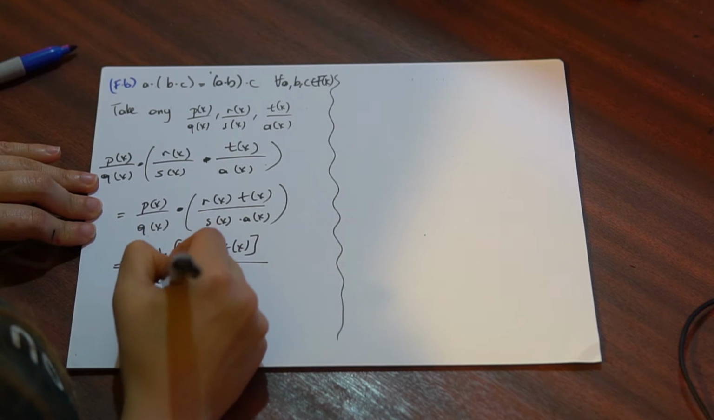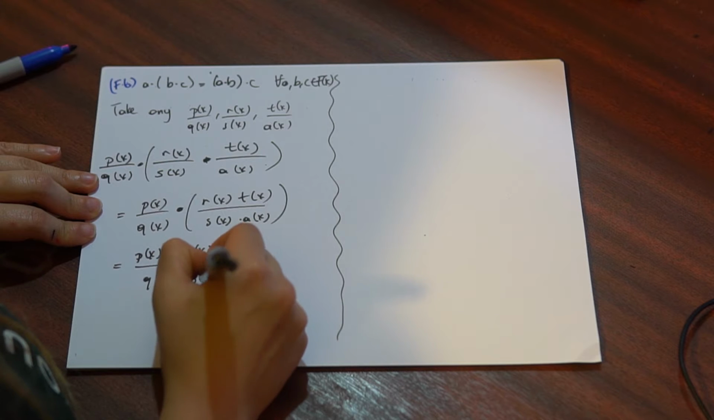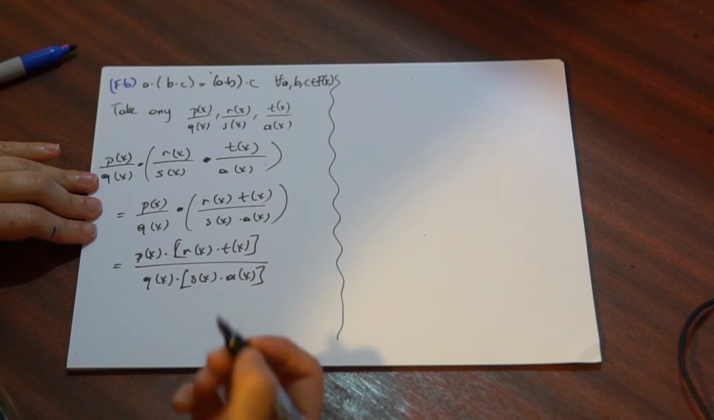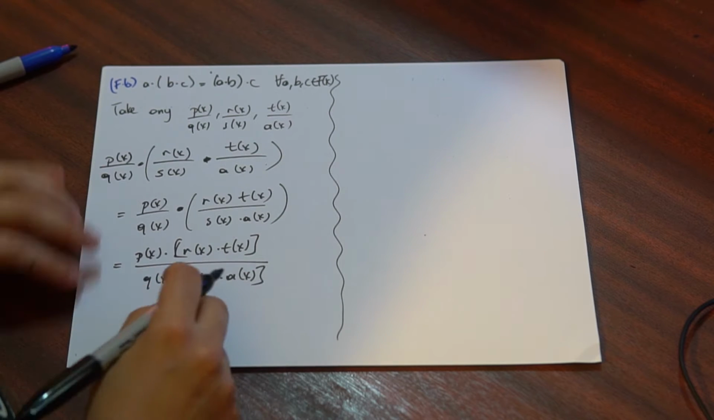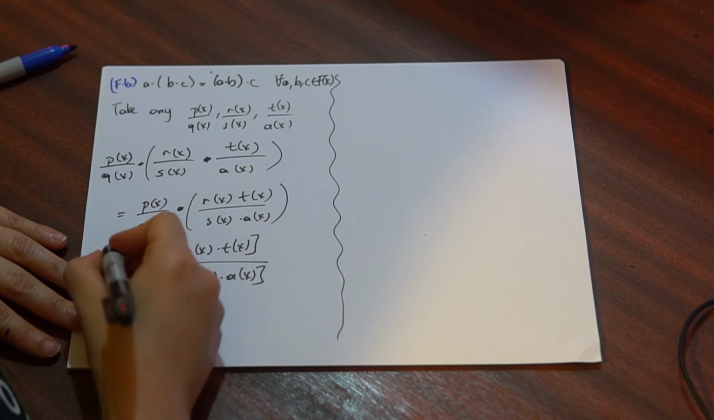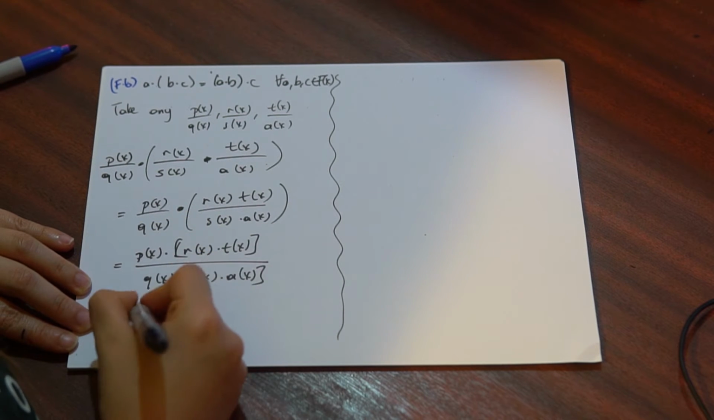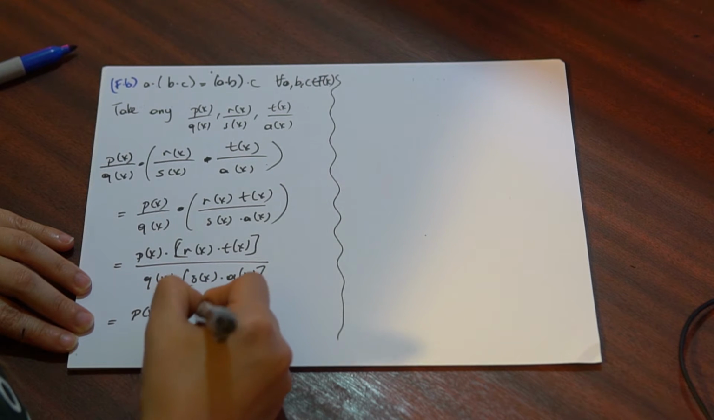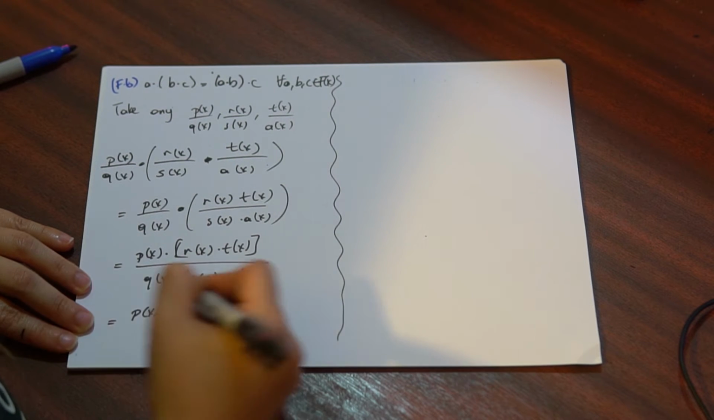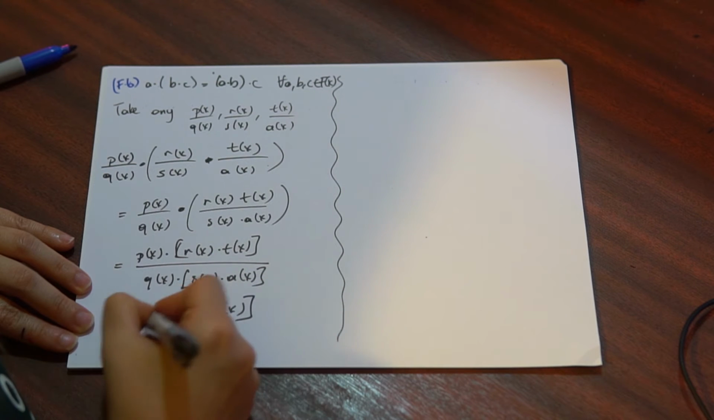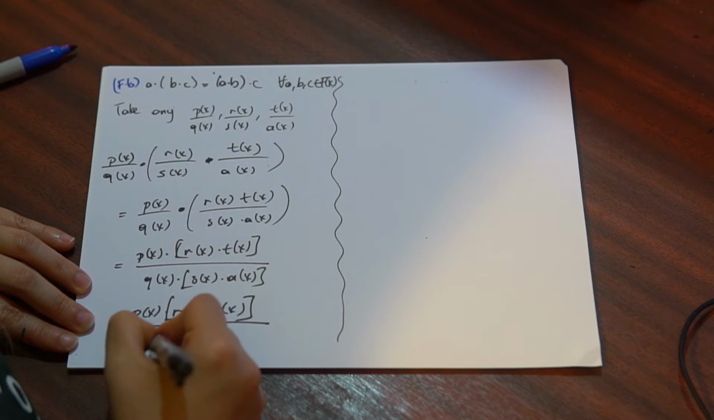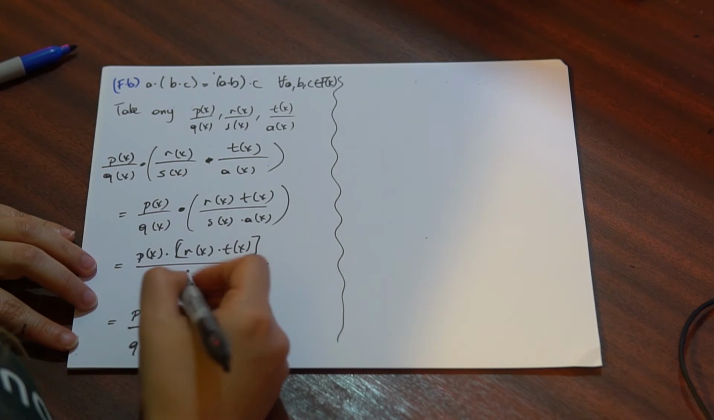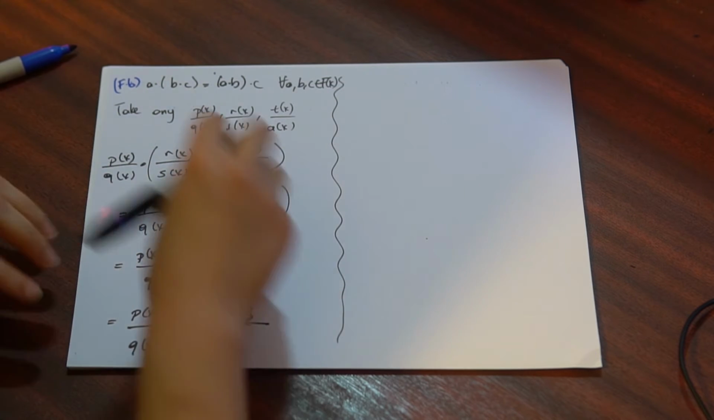over q of x times a of x. And we know that polynomials are a field, so they are associative. So we can write this one as p of x times r of x times t of x, let's put parentheses in here, and q of x times, sorry, parentheses are not here.